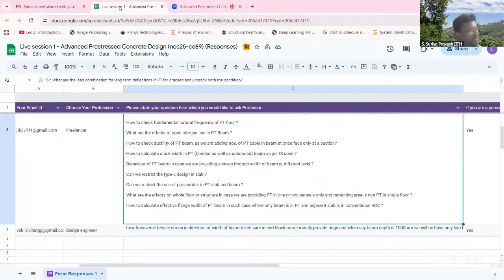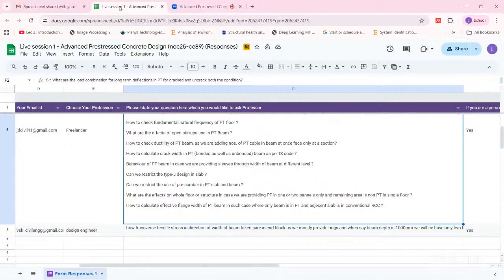I think maybe in the code also, we should make an effort to spell it out. I have to check now. Let me also check what the ACI code says. But you're right. In slabs, wherever deflection governs the system, you should not use type 3.